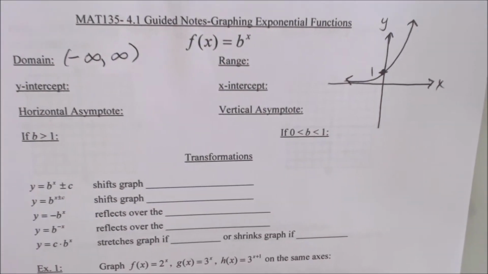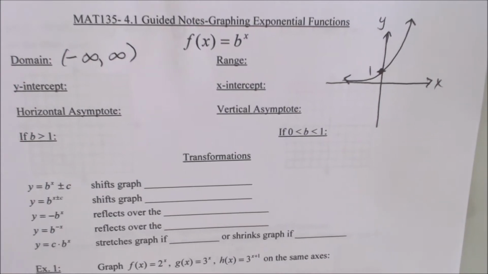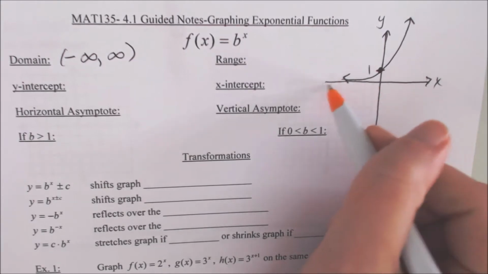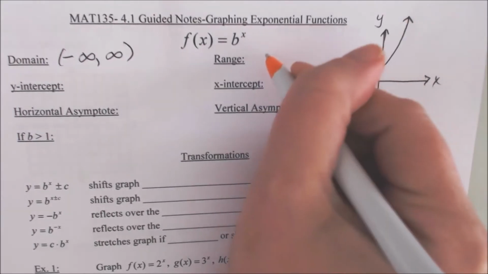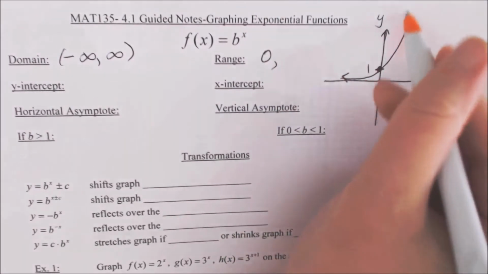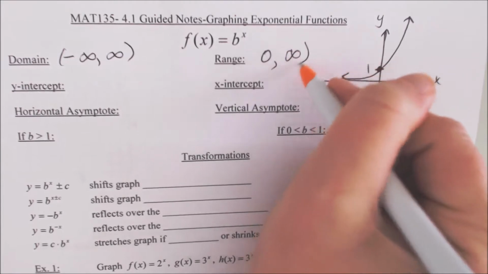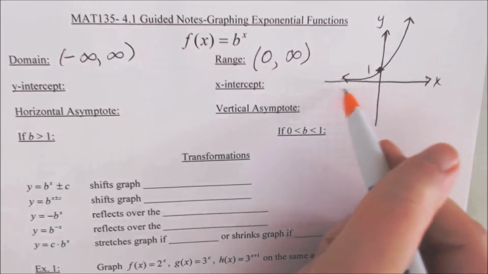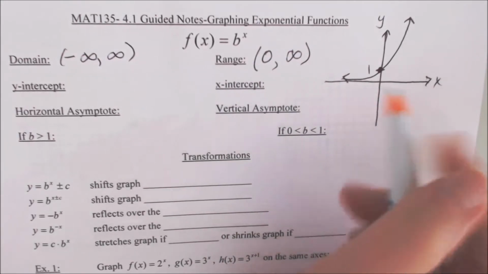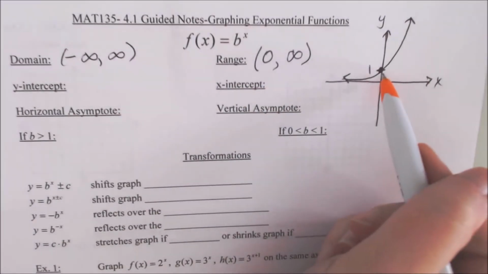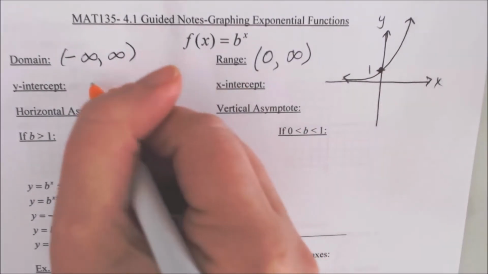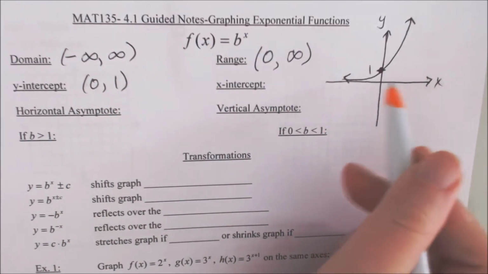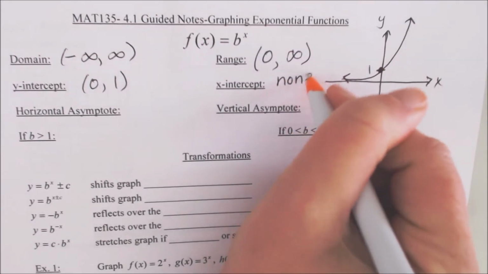How about the range? Range, remember, are all your y values, so think low to high. The lowest y value on this graph, it never crosses the x-axis. In fact, it never touches the x-axis. So it does not go below 0, and then it goes up to infinity. Remember, infinities, when we write in interval notation, always take parentheses. The 0 is also going to take the parentheses here because it never actually touches the x-axis, so it does not include 0. The y-intercept, this always goes through 1 on the y-axis, so the y-intercept is (0, 1). X-intercept, remember we just said it never touches the x-axis, so there is no x-intercept.